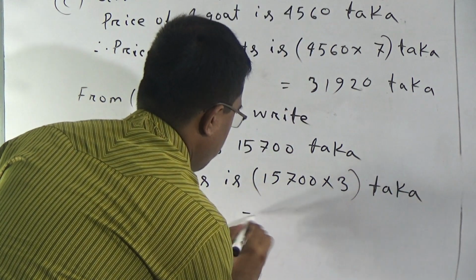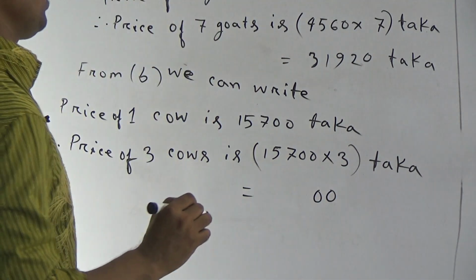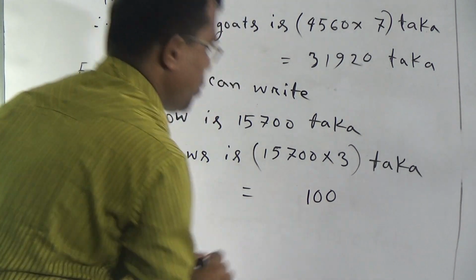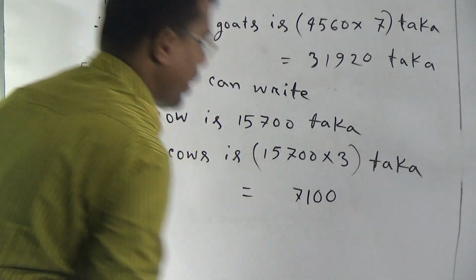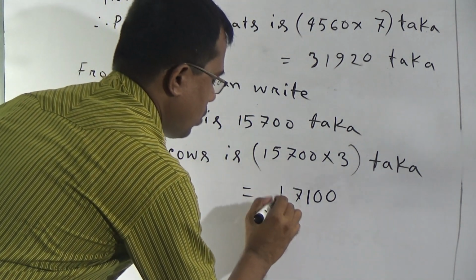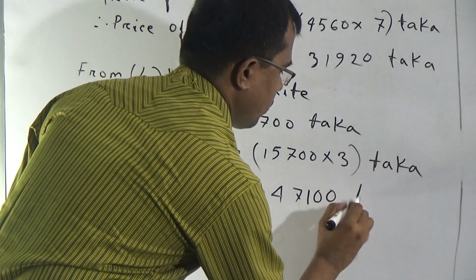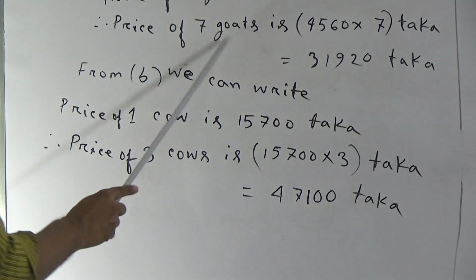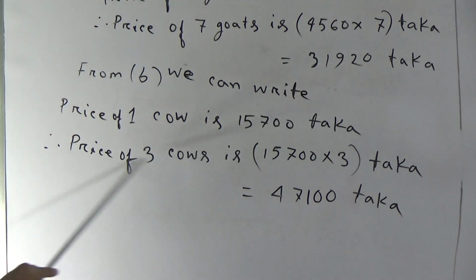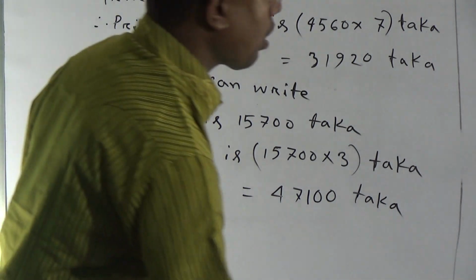Taka. If we multiply, then 3 zeros are 0, again 3 zeros are 0, 3 sevens are 21, from 21 we will write 1 carrying 2, 3 fives are 15, 15 plus 2 is equal to 17, from 17 we will write 7 carrying 1, 3 ones are 3, 3 plus 1 is equal to 4. That means price of 3 cows is 47,100 taka. We are watching that price of 7 goats is 31,920 taka and price of 3 cows is 47,100 taka. If we add these two figures, then we can easily get the price of 7 goats and 3 cows.